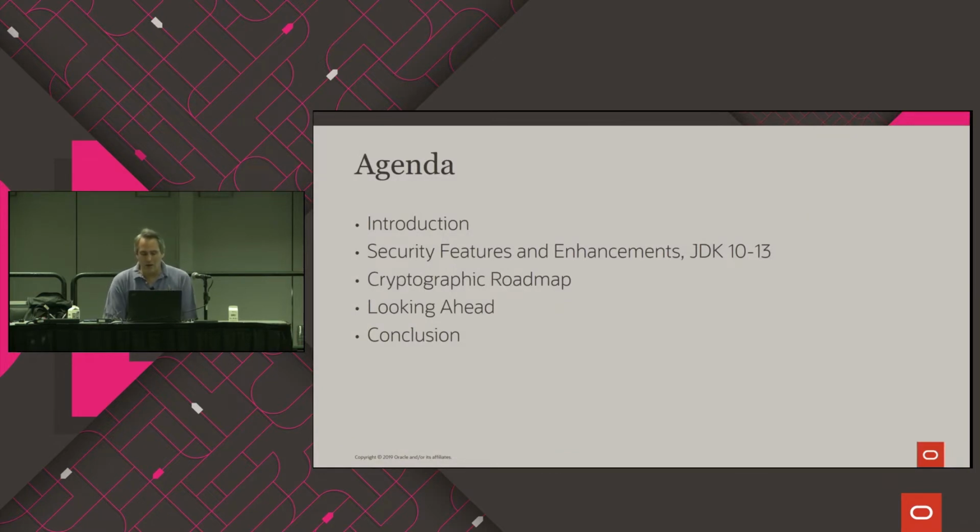We'll start out with an introduction. We'll talk a little bit about some of the things that are probably familiar to all of you already. Then we'll go into the specific features that were added in JDK 10 through 13. We'll talk a little bit then about the cryptographic roadmap, which is a way that we can communicate our intentions of what the Java implementation from Oracle will be doing. We'll do a little bit of looking ahead at some longer term things that we're considering, and then the obligatory conclusion here.